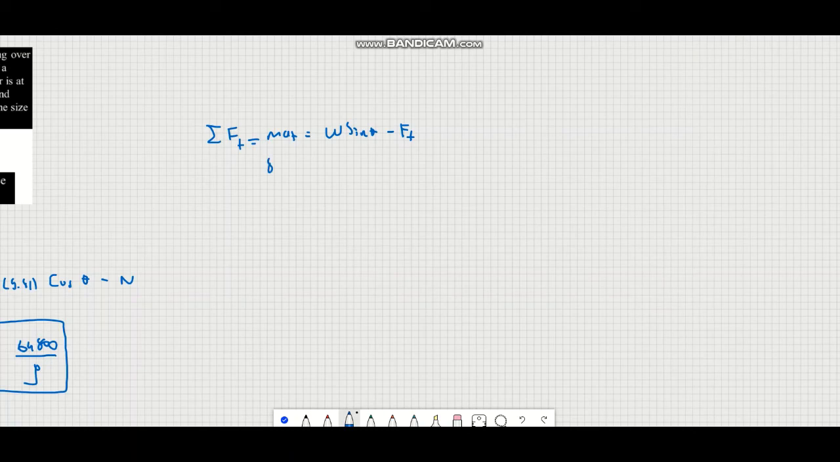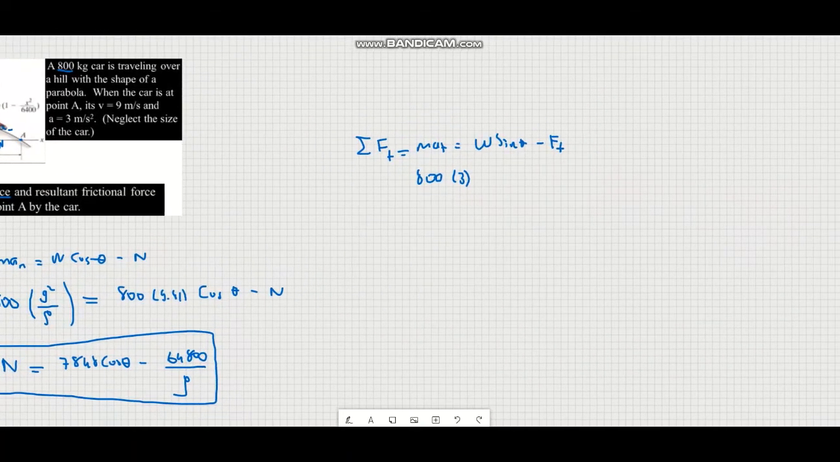M is again 800. The acceleration is given as 3, which is given in the question. As you see, the acceleration is 3, equal to mg, which is 800 again, multiplied by 9.81, multiplied by sine theta, minus the friction force, F_F. So F_F is equal to 7,848.